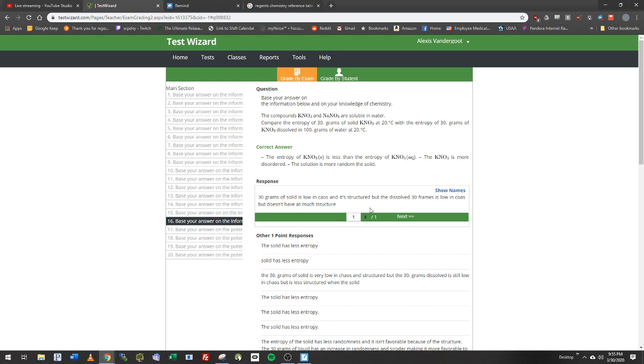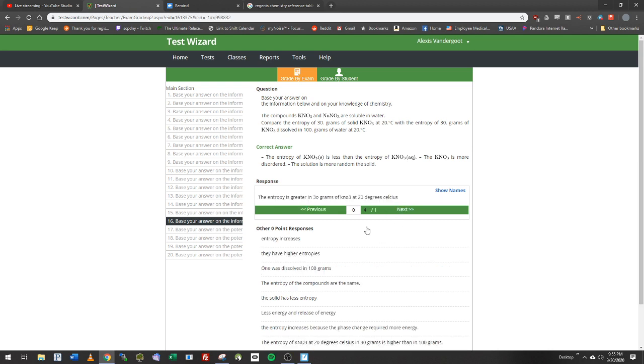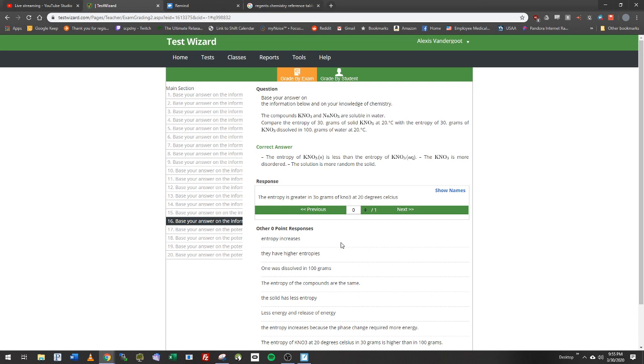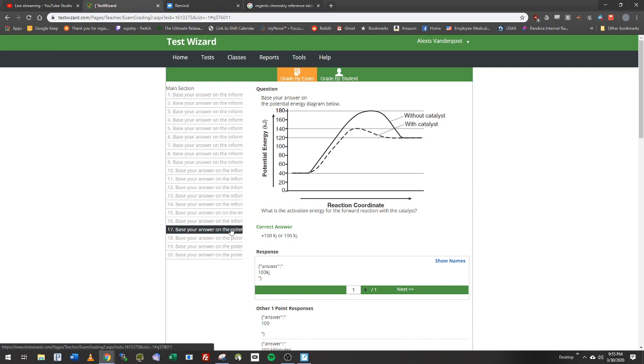And if I look at where people lost points here, it's because they said, oh, it's increasing. You're not specific enough for me to know which one you are talking about. Which one has a higher entropy, which one has a lower entropy. When you say the word compare and you say this one is higher, you have to specify which one it is that you're talking about. If you're saying this one's lower, you have to specify which one it is. Okay, thumbs up, thumbs down. I'm moving on to number 17.